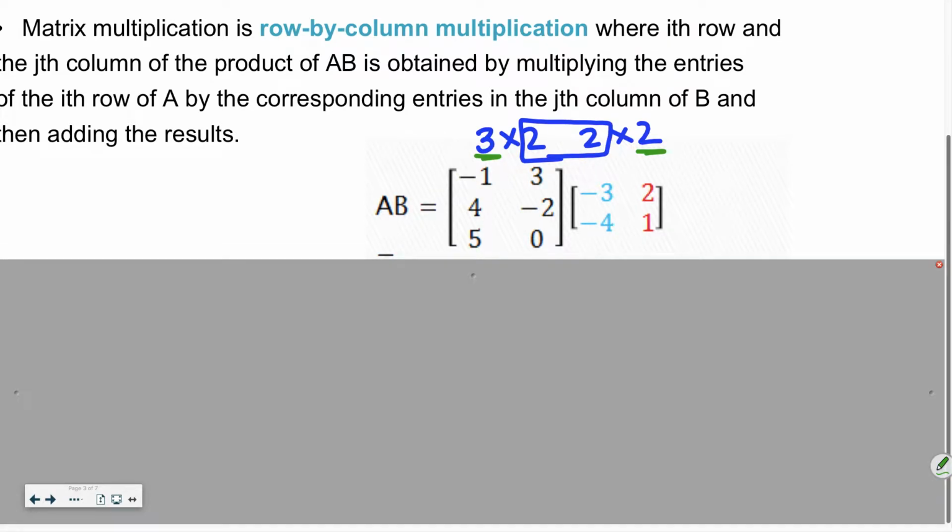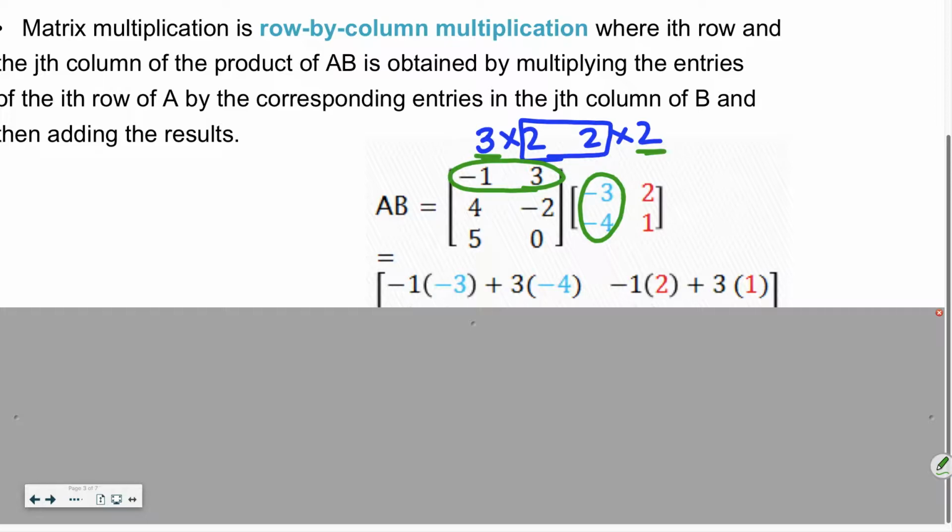So you remember how I said we're going to do the row times column multiplication? Let's go a row at a time. So we're going to take the row in the first matrix times the first column in the second matrix. So we're going to match these up. -1 gets multiplied to -3. 3 gets multiplied to -4, and you add them together. And that's your first entry.